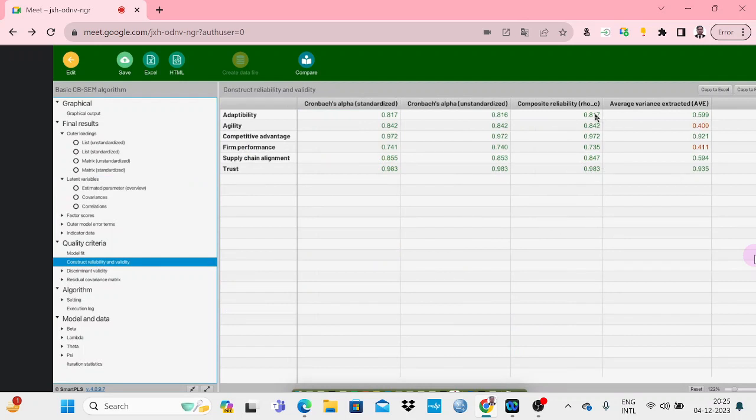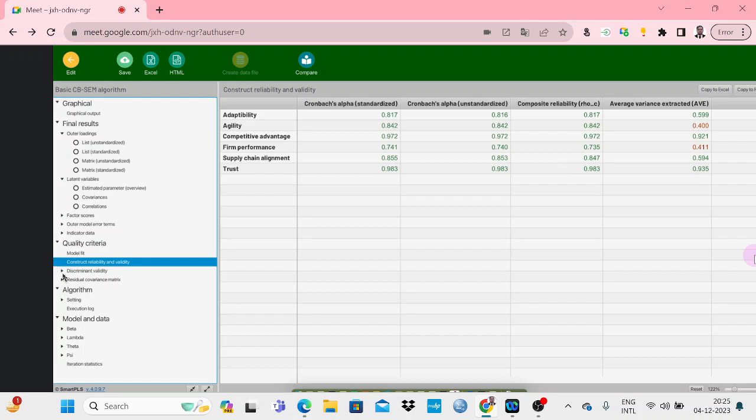Composite reliability should be greater than or equal to 0.7, and average variance extracted for CB-SEM should be greater than or equal to 0.4. Some people attribute 0.5 here, but 0.5 is for PLS-SEM. For CB-SEM, we can go as low as 0.4, provided that all the other indicators are above the threshold. We are just achieving this threshold of 0.4 for these two constructs. The rest of the composite reliability values are also greater than or equal to 0.7. So the quality criteria is pretty acceptable for this model.